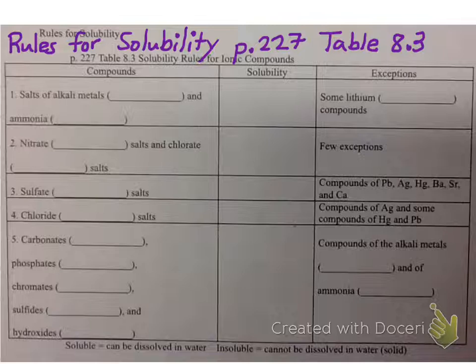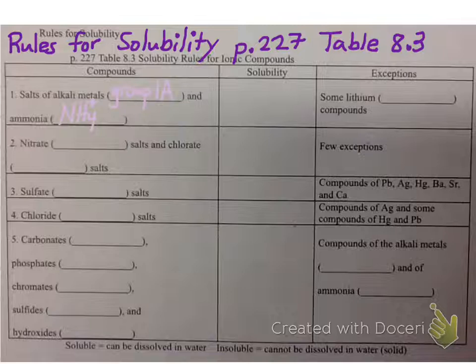So let's work through this. It says salts of the alkali metals. That space is so that you can remind yourself who the alkali metals are. The alkali metals, okay, are group 1A. And ammonium, your ammonium ion, so that's NH4+.